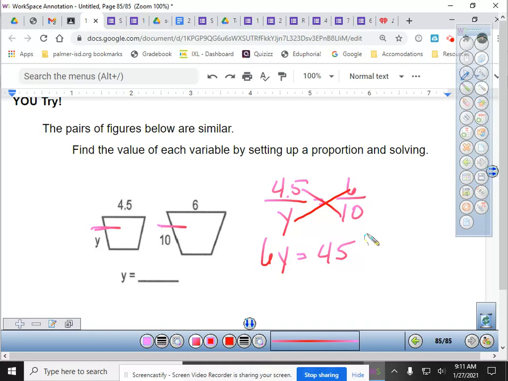Nathan, are you working? We're supposed to be solving this one on your paper.